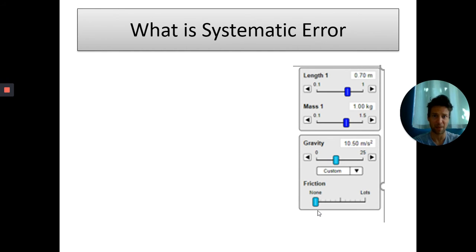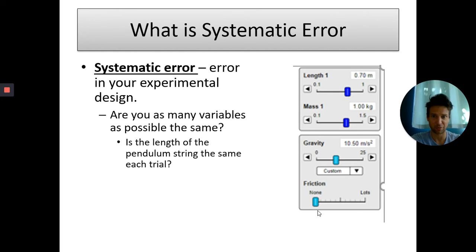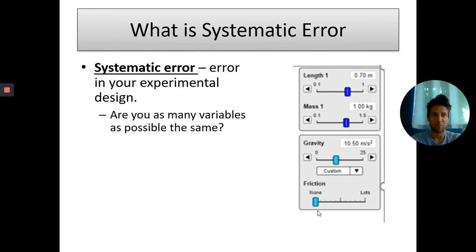Then let's talk about systematic error. Okay, our second type of error. This is error in your experimental design. Your experiment itself is flawed, okay? So are you keeping as many variables as possible the same? One example would be maybe you change gravity, but you don't pause to make that pendulum swing at the exact same angle. That could be a big error. Maybe you change gravity and you also change the mass as well. Those are examples of systematic error.